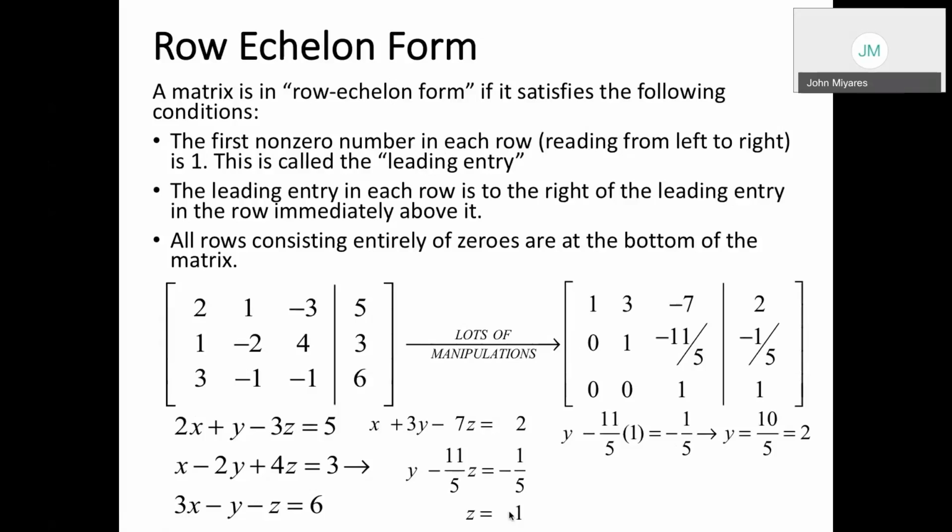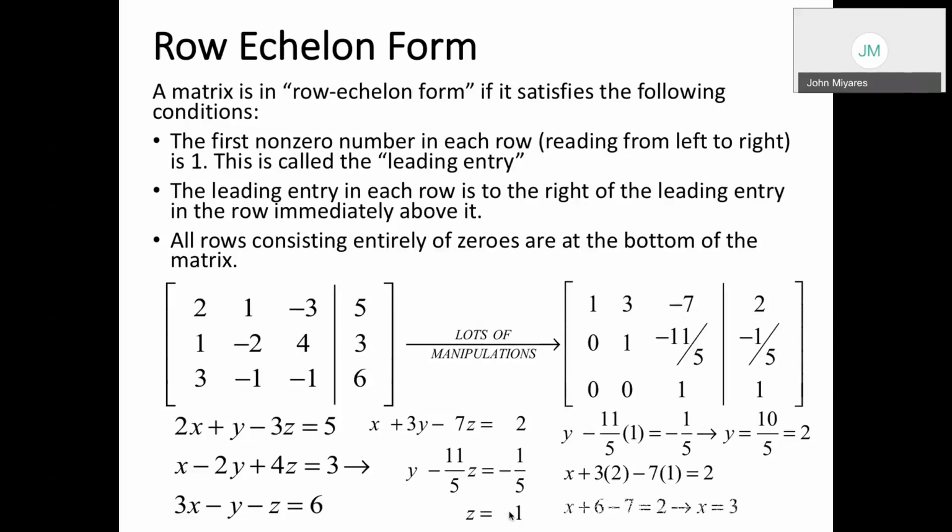If I now add 11 fifths to the other side, you're going to get y equals 10 fifths, which reduces to just 2. Now that you know that z equals 1 and y equals 2, we can substitute both of those values into the top equation, which was x plus 3y minus 7z equals 2. So it becomes x plus 3 times 2 minus 7 times 1 equals 2.